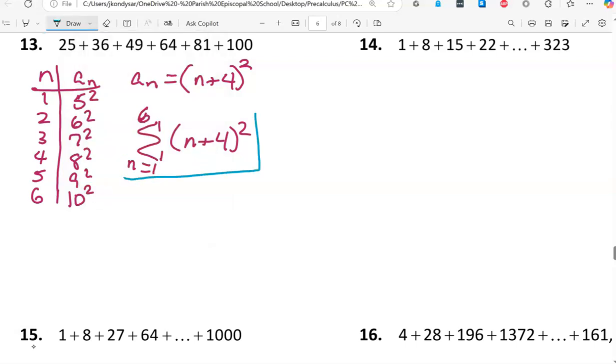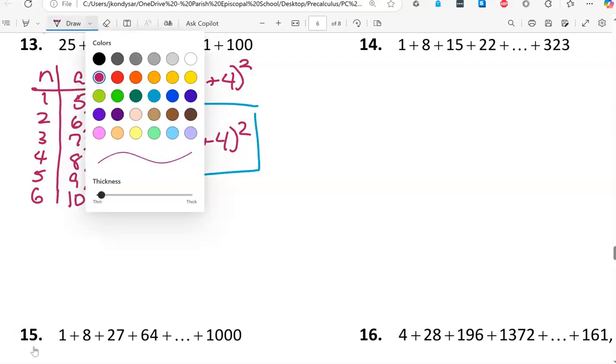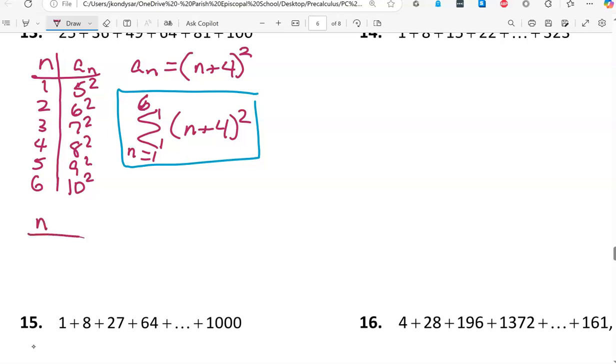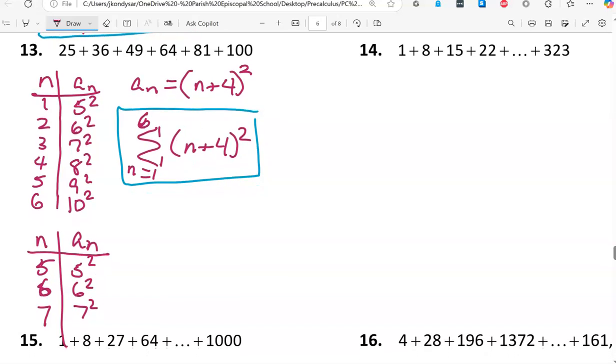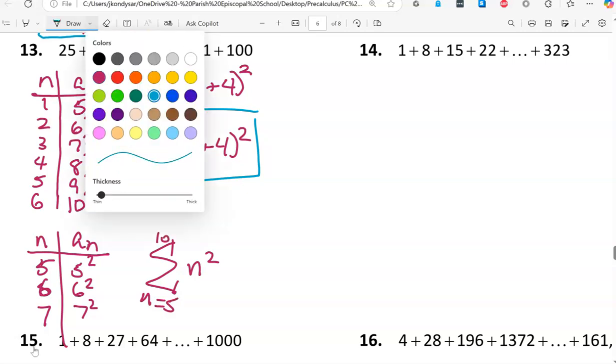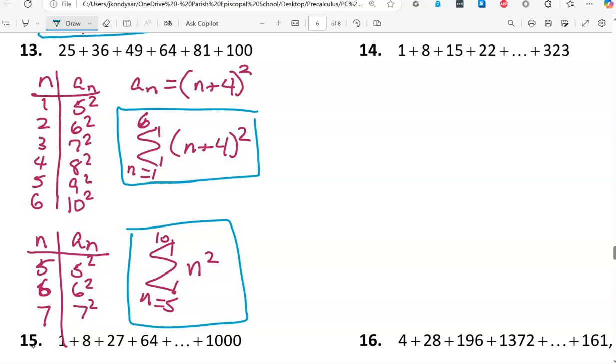Now that's one way to do this, but if you like, you can take a second approach. If you notice that your terms are starting with 5 squared, 6 squared, 7 squared, etc., then we can just make our n start at 5, 6, and 7, etc., and we would end with a term number 10. So in that case, we can write a different summation. That would be the summation of n squared as n goes from 5 to 10. Both are equivalent and both are correct answers.